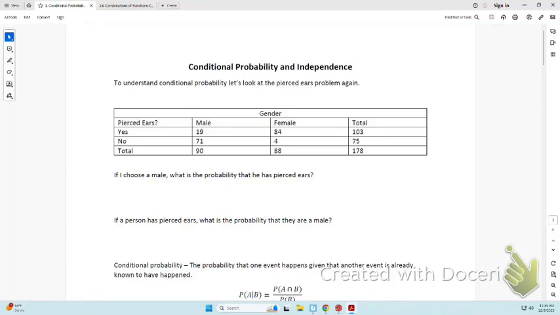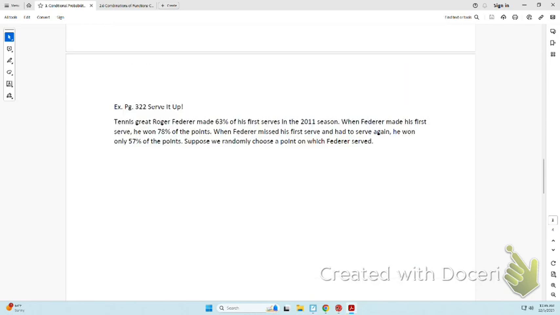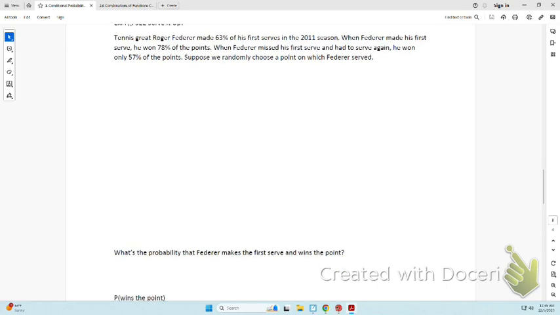In stats, we wrapped up conditional probability, and it's some of the more challenging stuff we've ever done. We have this Roger Federer problem here. Maybe skim through that.